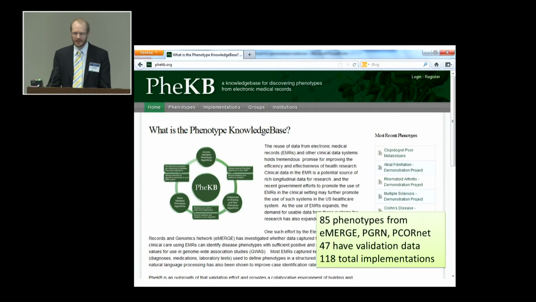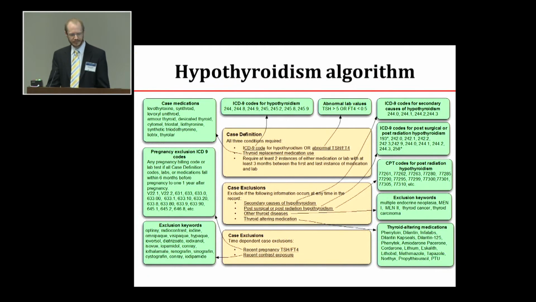I mentioned earlier that these phenotypes are collected on a website so they can be shared with other networks. This PheKB website is used by eMERGE, PGRN, PCORnet now, and other networks we're in discussion with to put these phenotypes up there, let them evolve, and capture that data so that other people can download and use validated phenotype algorithms. You can see we have about 85 of those now and 118 implementations of those 85 algorithms.